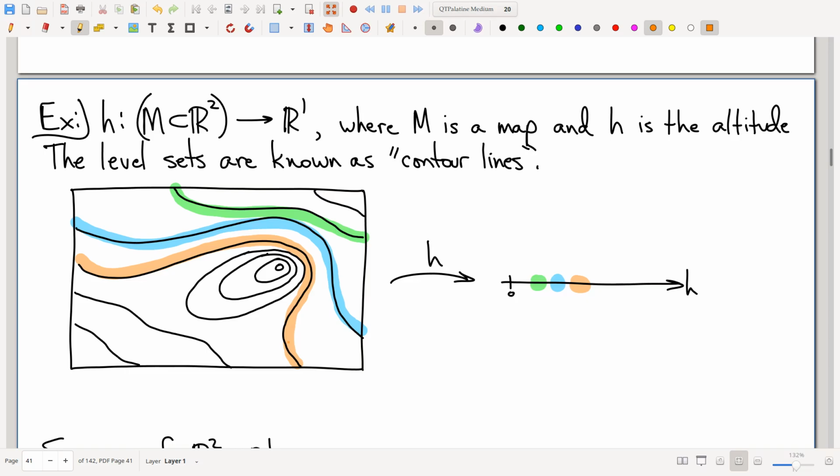By the way, these are called contour lines in practice. Like if you look at an actual topographical map, if you actually are going hiking, people don't say level sets, right? But they're called contour lines. And this is actually really, really helpful. So I think you can see a lot of useful information just by looking at the contour lines.